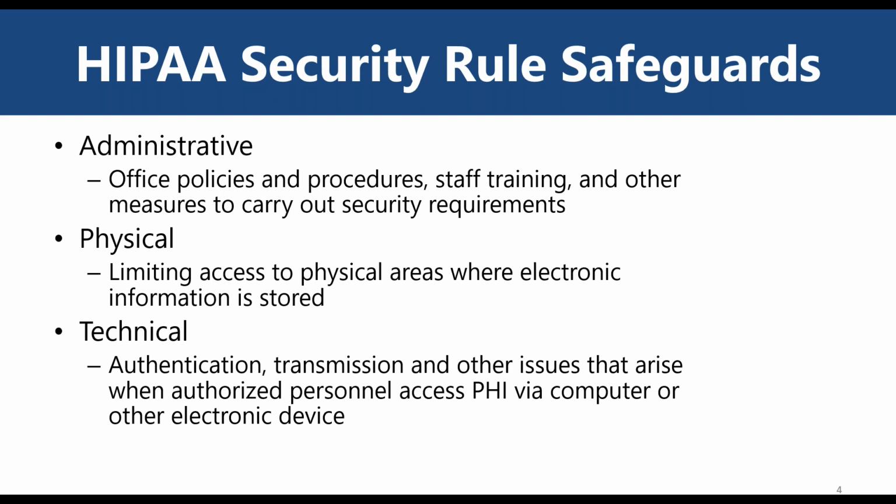Physical safeguards are going to be actually limiting the physical access to anywhere where your electronic protected health information is stored. And then on the technical safeguard side, this is where you are making sure that only the appropriate people are able to access information, that you're transmitting information in a secure way, and that only authorized individuals can access via their computer or other electronic device, that we're making sure we're keeping that locked down so that unauthorized access cannot occur or is less likely to occur.